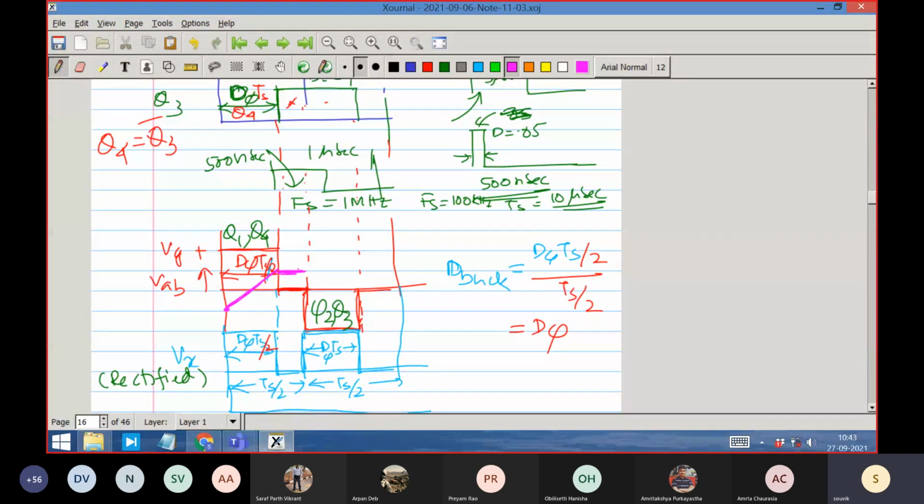Qualitatively, it is simply scaled: LP IP by NP is the primary side flux. Flux is the same for everybody. This flux is the same as this one, only it will be LS IS by NS. That ratio is always the same in a transformer. So that is also equal to LS IS by NS. You can always check it.